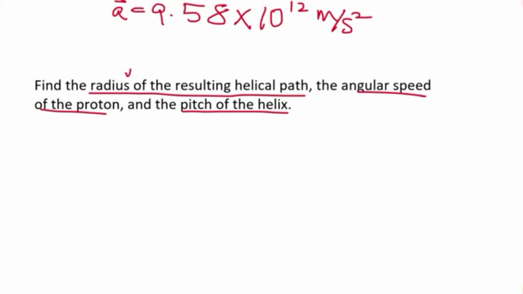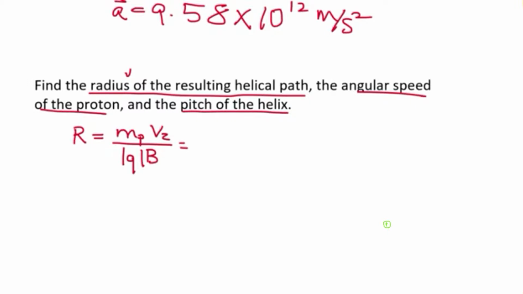To approach that, we use the formula which we derived in our previous video: the radius is equal to the mass of the proton multiplied by the velocity on the z-axis, divided by the quantity of the charge of the proton multiplied by the magnetic field strength.